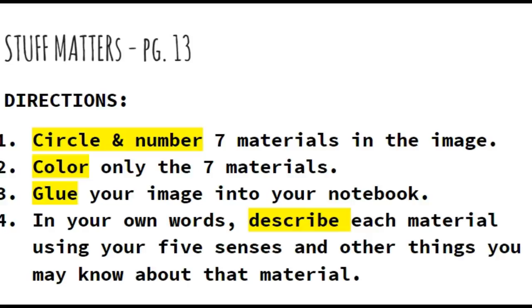You really don't need several colors. Just choose one color and color them all the same color. That's fine. Then you want to go ahead and glue that image, trim it, and glue it into your notebook so that you have enough writing space. Then under that, for each item that you numbered, find your picture number 1, and below the picture, write the number 1, and then describe that type of matter using your 5 senses and other things that you may know about that type of material. So you'll do that for the 7 pictures.